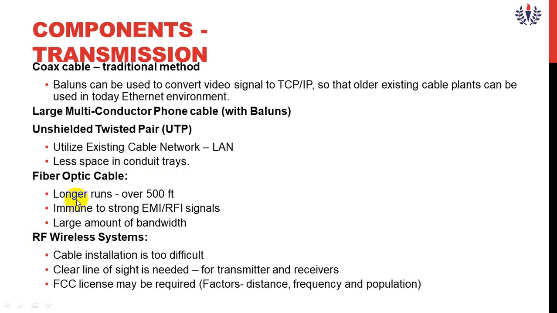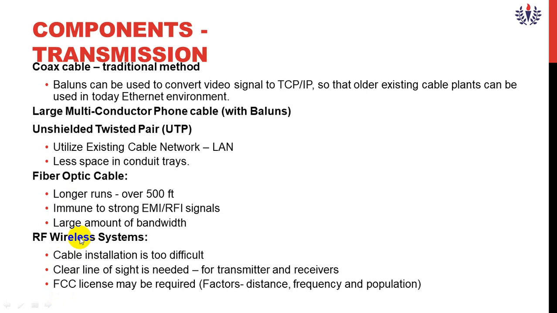When it comes to fiber optic, fiber optic cables give strong resistance to electromagnetic interference. EMI stands for electromagnetic interference, RFI stands for radio frequency interference. They go for fiber optic because it gives a long run and long life, can be run over 500 feet, and gives a large amount of bandwidth. So for digital camera IP surveillance systems, most applications use fiber optic cable. The drawback is that the cost is higher. The reason is that it gives long life, so for a long run process we have to invest more.